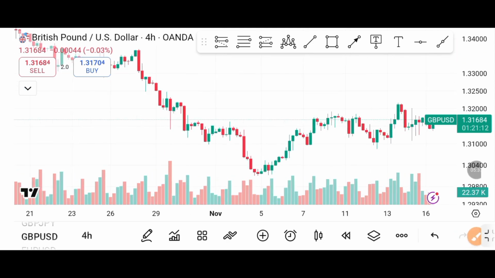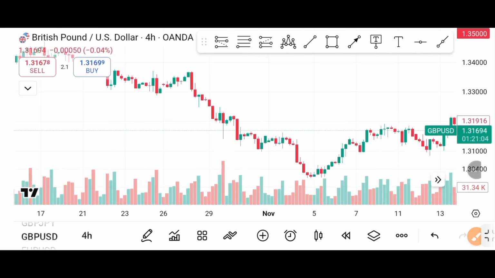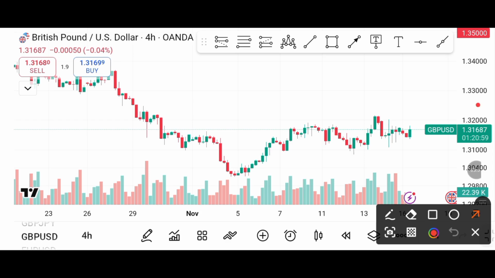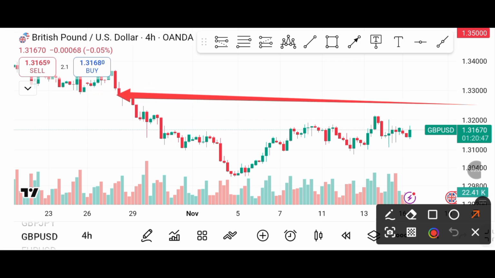So what we can do right now is try to identify the trend. So the trend is a bit bearish. You can see a bit bearish, but then after that, what happened next? I'm talking about this area. You can see the price is bearish, but after that, what happened? You can see price reversing up and giving us a break of structure to the upside here.